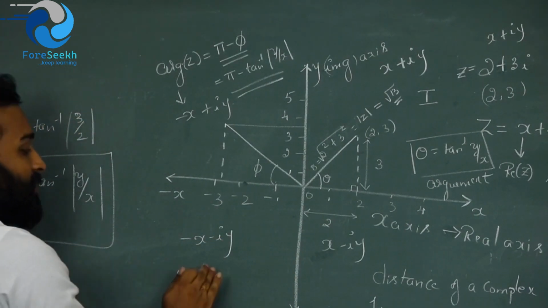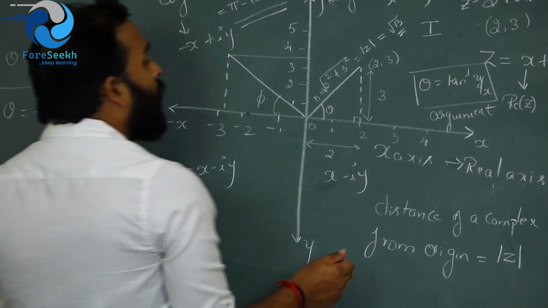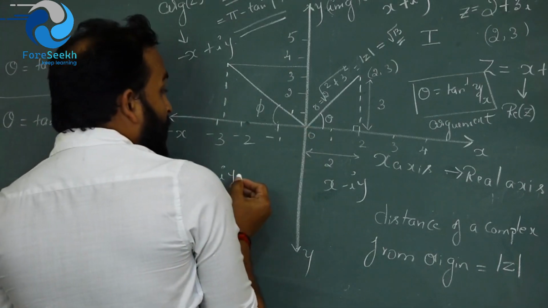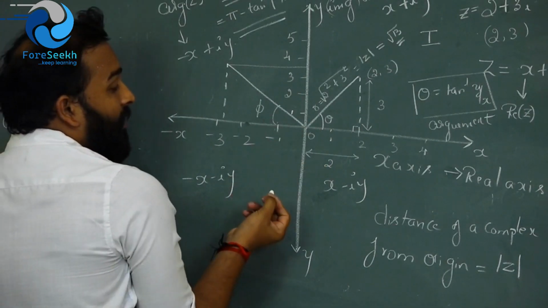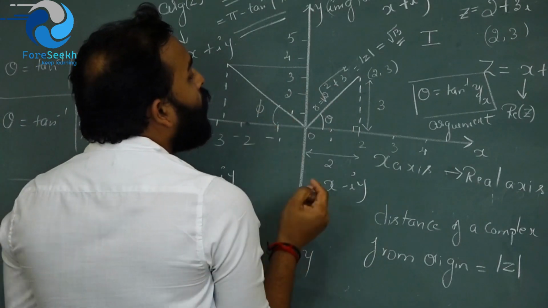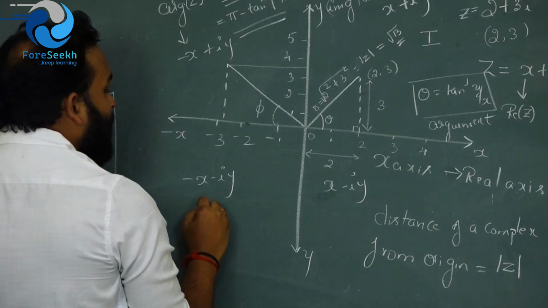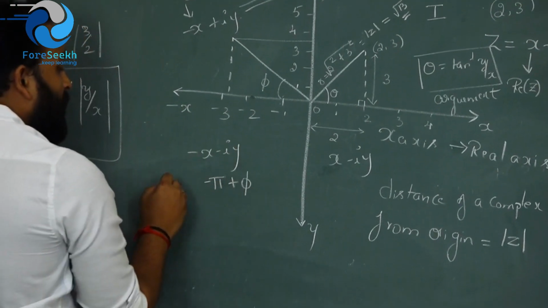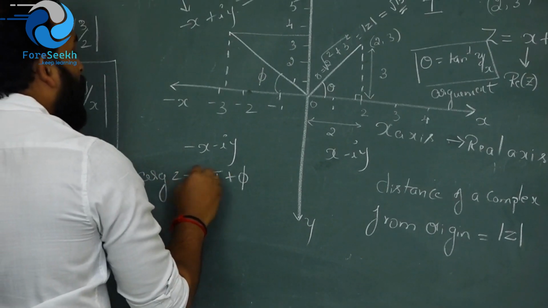In a similar way, let's see what happens here. This is in the third quadrant. In the third quadrant, children, it will make an angle. Suppose it makes an angle phi here, then how do you represent it? You take a complex number, it makes an angle phi. So how do you measure it? When you are measuring from the real part of the complex number, you will write it as minus pi plus phi. So this is the argument of your complex number when it is in the third quadrant.